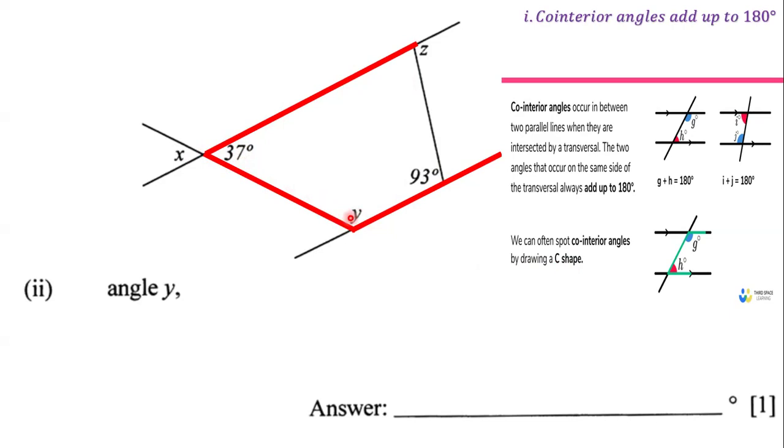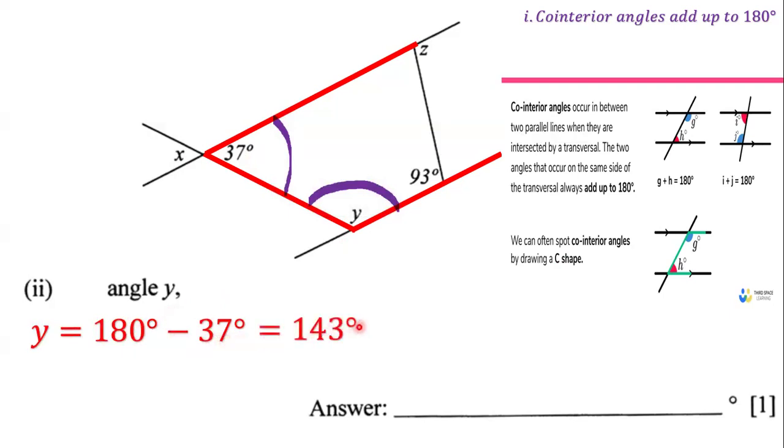And what do we know about co-interior angles? Well, according to this useful geometric rule, co-interior angles add up to 180 degrees. And so that means that the sum of 37 degrees and y must add up to 180 degrees. And so if we want to figure out the size of angle y, we would subtract. We're going to say y is equal to 180 degrees minus 37. And 180 degrees minus 37 is 143. And so that means that the size of angle y is 143 degrees.